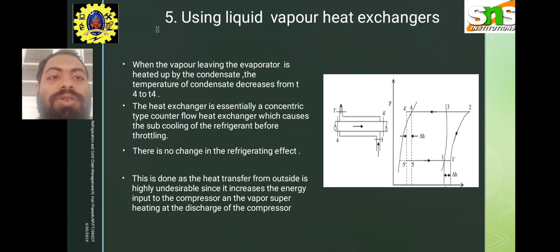Next, it's about using liquid vapor heat exchangers. In this, when the vapor leaving the evaporator is heated up by the condensate, the temperature of the condensate decreases from T4 to T4'. The heat exchanger is essentially a concentric type counterflow heat exchanger which causes the subcooling of the refrigerant before throttling. There is no change in the refrigeration effect. This is done as heat transfer from outside is highly undesirable since it increases the energy input to the compressor and the vapor superheating at the discharge of the compressor.